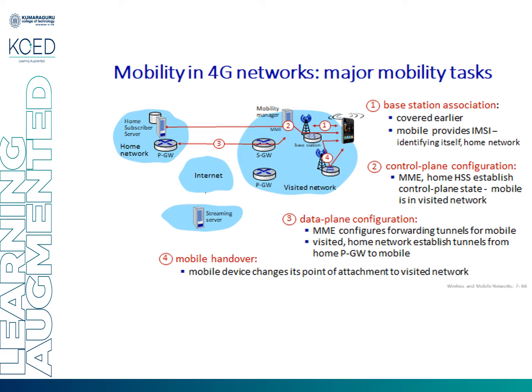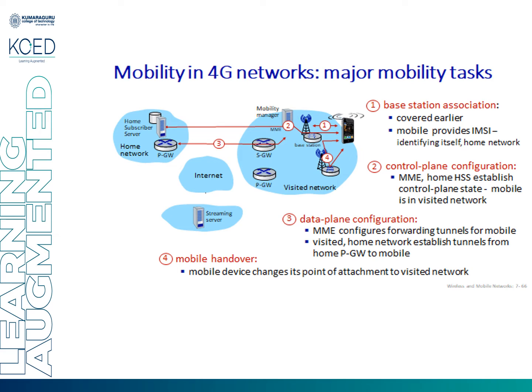The second step is the control plane configuration. Here the mobility management entity will register these details of the user equipment with the home subscriber server. The home subscriber server is the HLR which is present in the 3G network. So all details of the user equipment, the type of service he has subscribed to, whether he has paid the bill or not, etc. will be stored in this HSS.